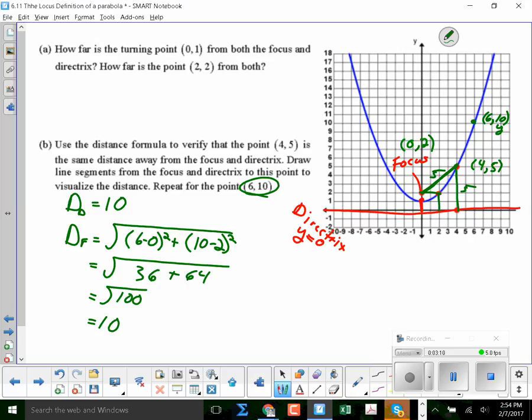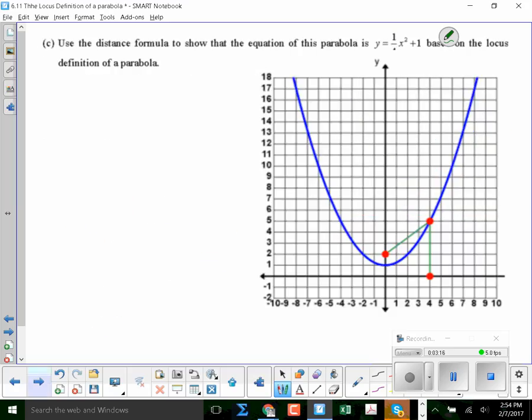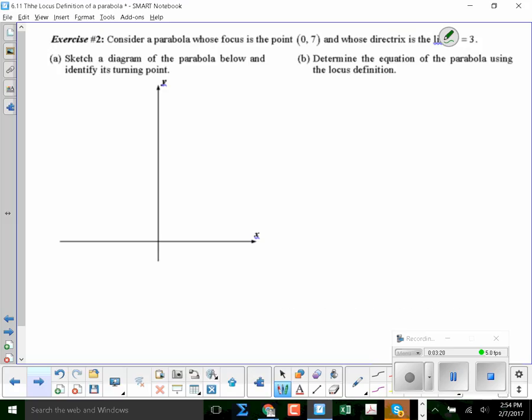So you cool with the definition? Yeah. All right. Now, once we know that, I'm going to skip over this for you. You're going to have to actually use the equation of the directrix and the coordinates of the focus and find an equation. So here's what I mean.